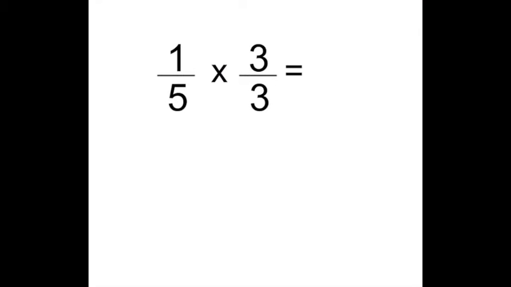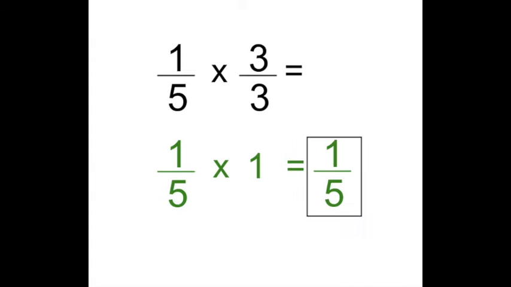Here I have a fraction times a fraction. This is a proper fraction, and this is a fraction that represents one whole. So let's estimate what we think our product will be. Well, I know that 3/3 is the same as one whole. So 1/5 times one whole is going to remain 1/5. That means when you multiply a fraction times one whole, your value is going to stay the same, just like multiplying by 1.